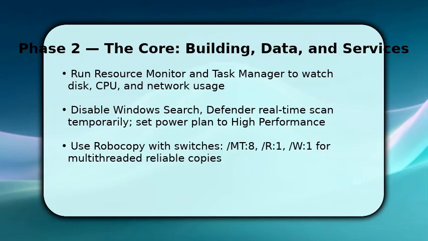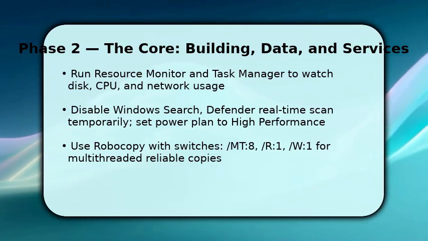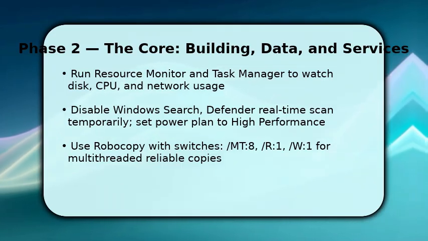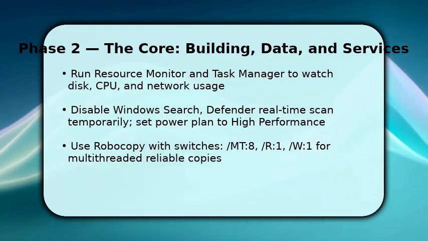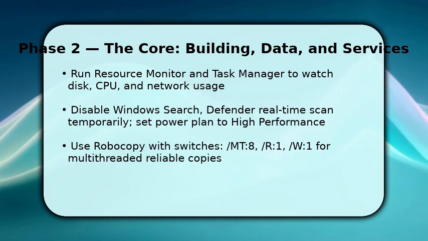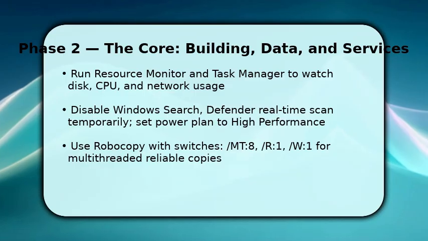You now diagnose. Open Resource Monitor and Task Manager to observe disk queue length, CPU spikes, and network throughput. If virus scans or indexing show high I/O, disable Windows Search and pause Defender real-time protection temporarily while copying. Also set power plan to high performance to prevent throttling.